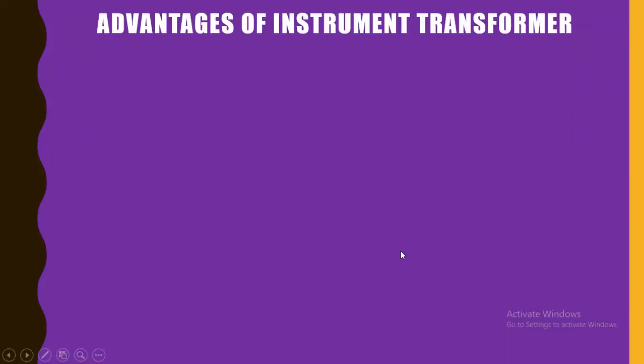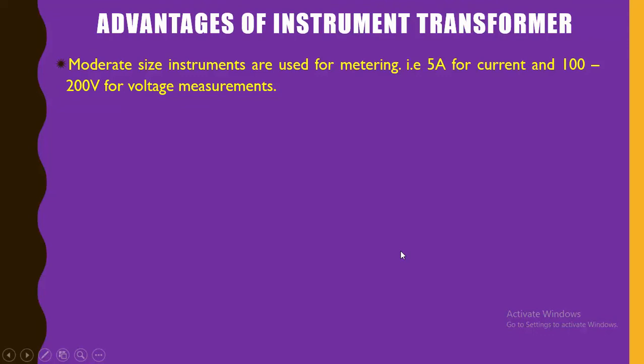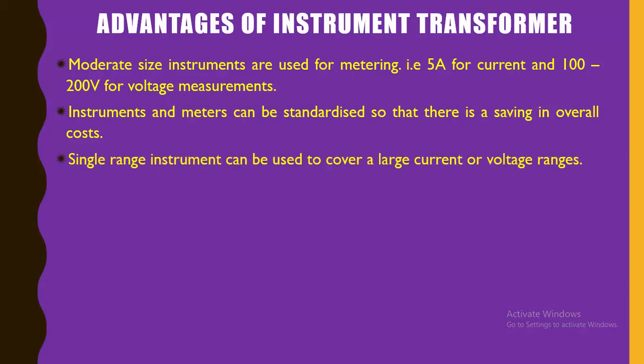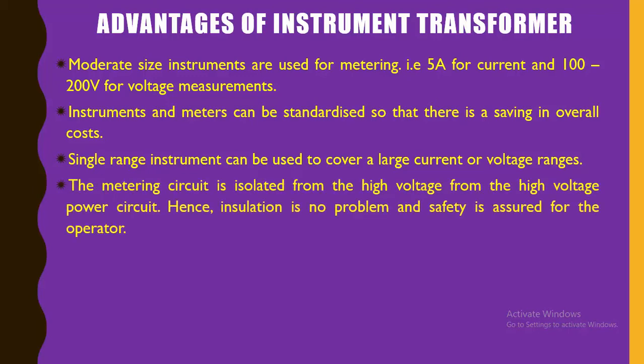So coming to the advantages of the instrument transformer, moderate size instruments are used for metering. That is 5 amp for current and 100 to 200 volt for voltage measurements. So considering these requirements, we go for the instrument transformer. Instruments and meters can be standardized so that there is saving in overall cost. A single range instrument can be used to cover a large current or voltage range.